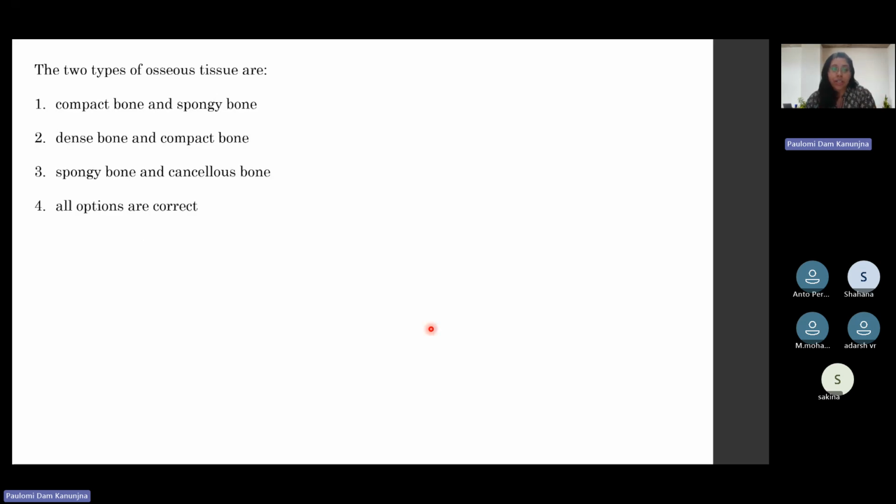All right. Now we move from cartilage to the next part, which is bone, right? For osseous tissues or bones, you have two types of bones, compact bone and spongy bone. The options were dense bone and compact bone, spongy bone and cancellous bone. Which one is the correct option? Which type of bones do you actually have? Easy, come on, we can do this very quickly.